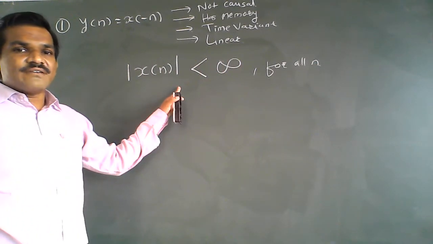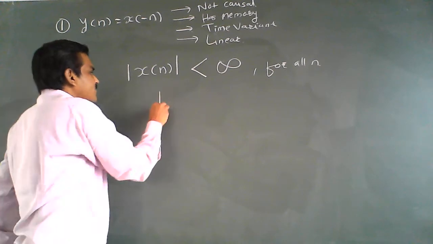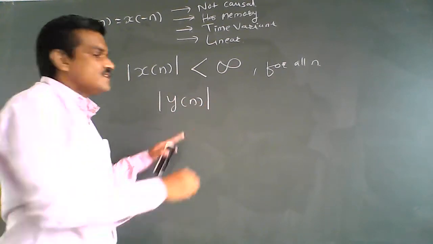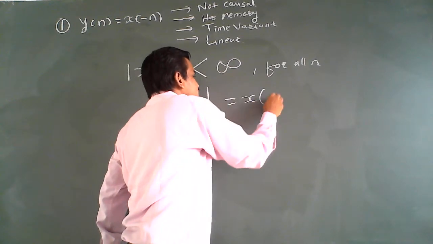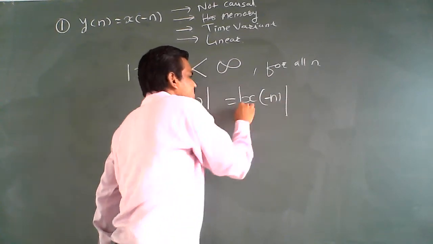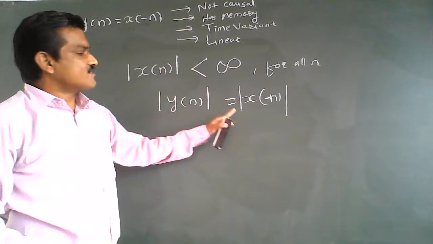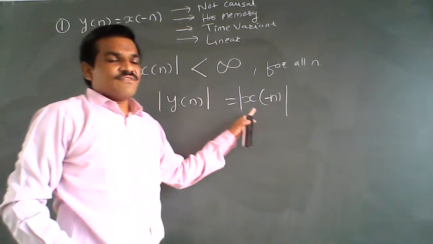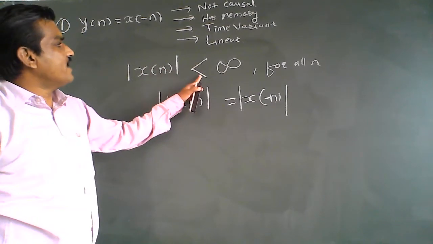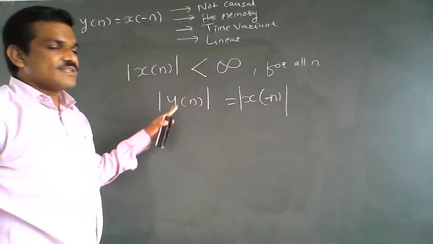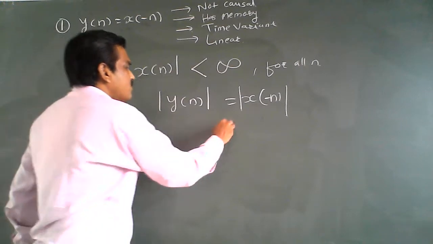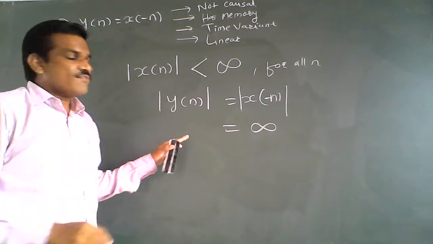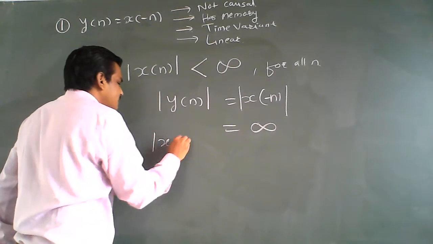So what does this mean? y of n is equal to x of minus n. If x of n is bounded, then y of n is also bounded. So the magnitude of x of n is bounded.